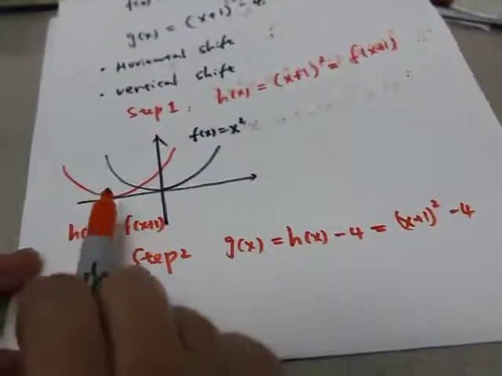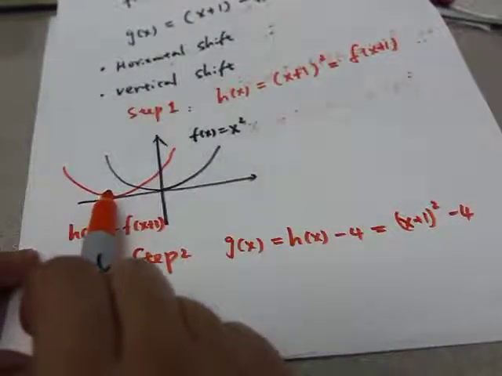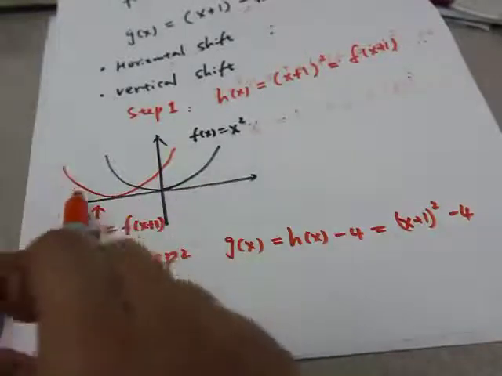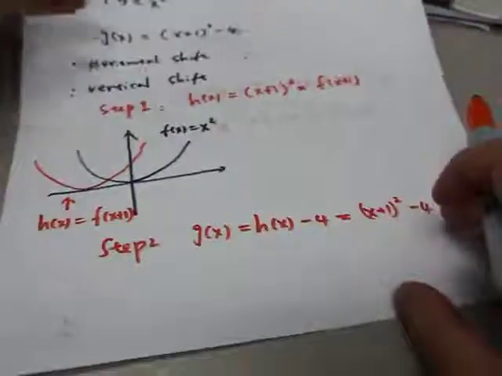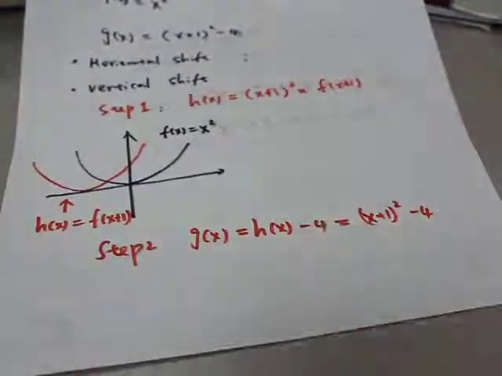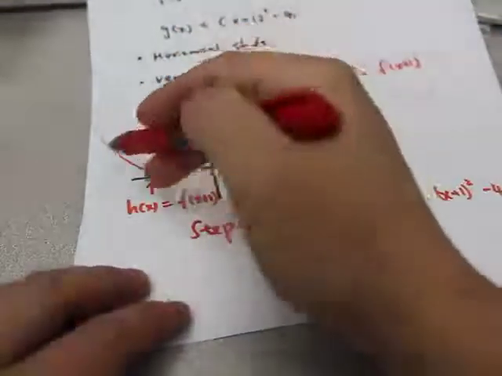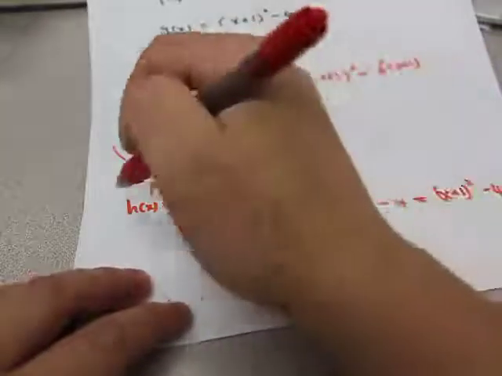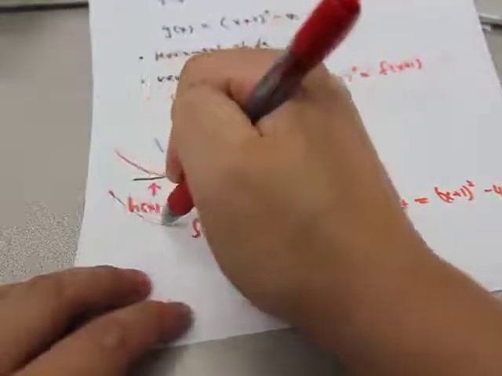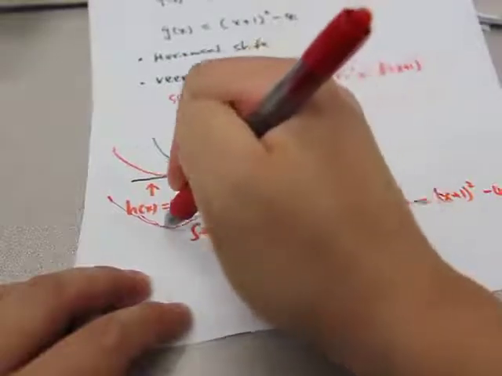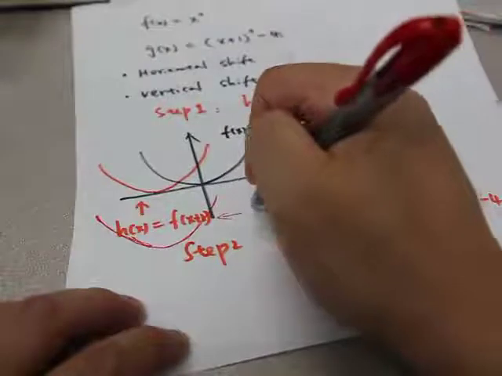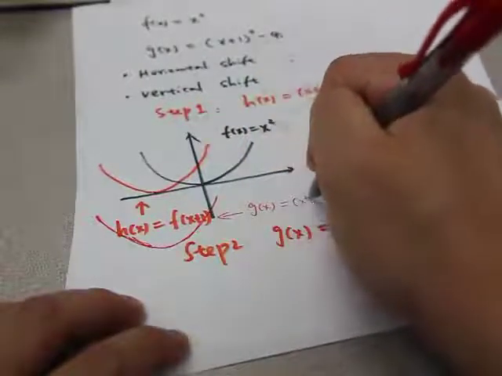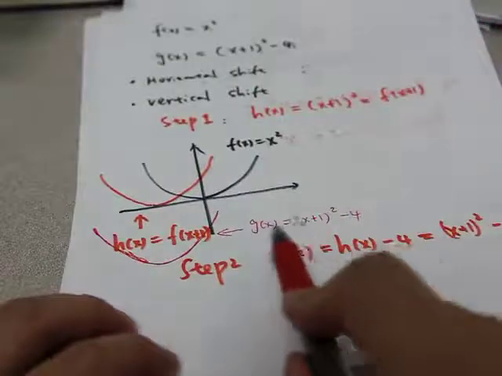So now I will shift this graph. I will shift this orange one down for 4 units. Let me use a different color. So I will need to shift this down for 4 units. So I get something like this. Okay, so this red one will be the graph of this function g of x.